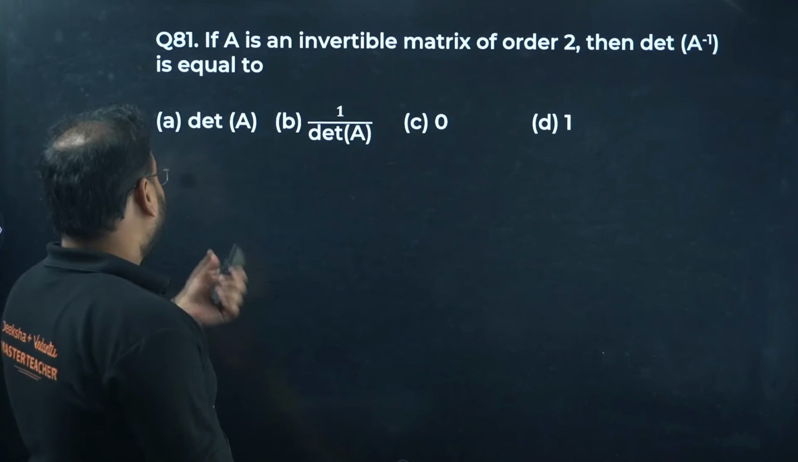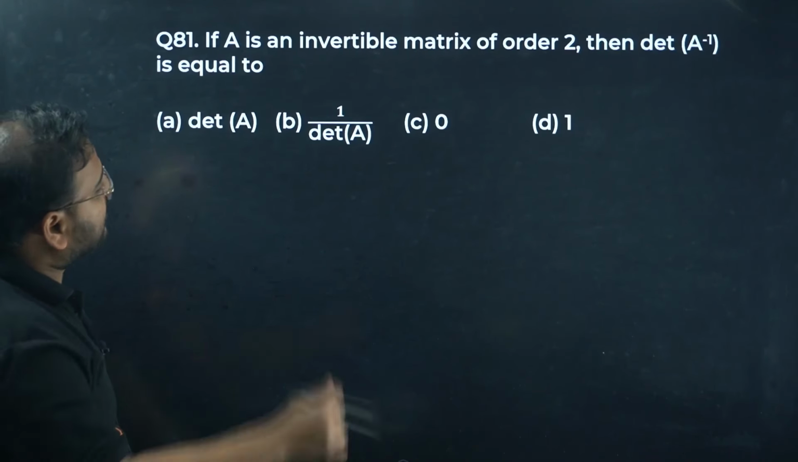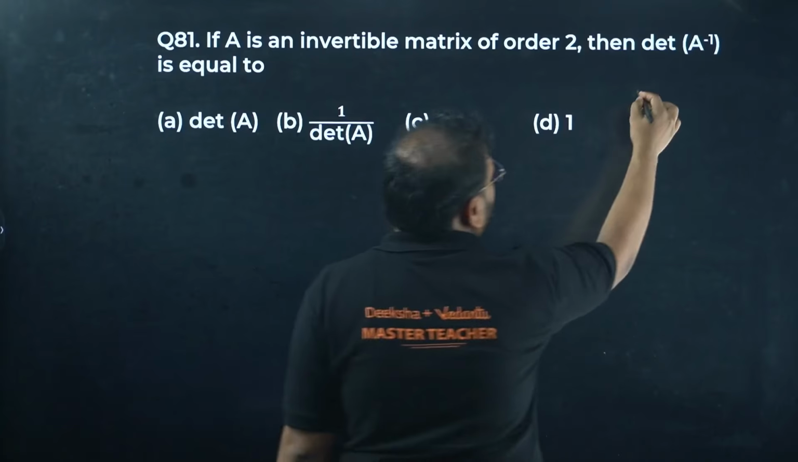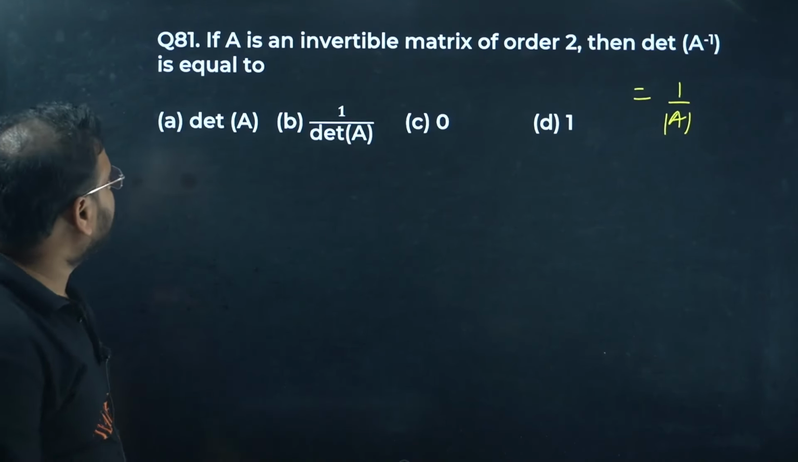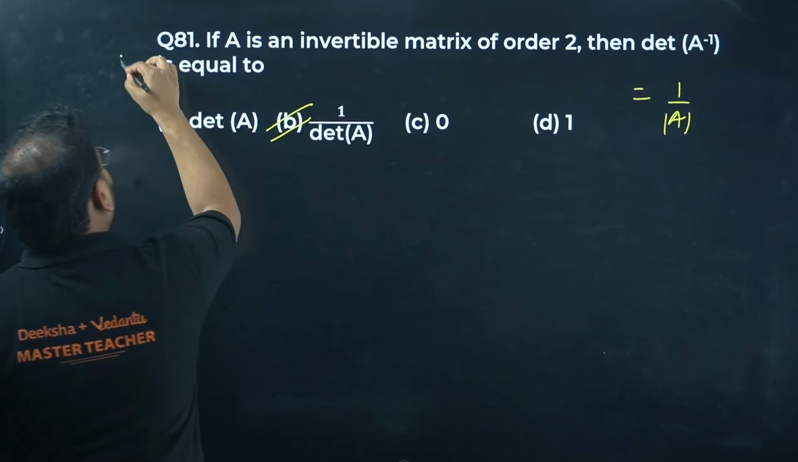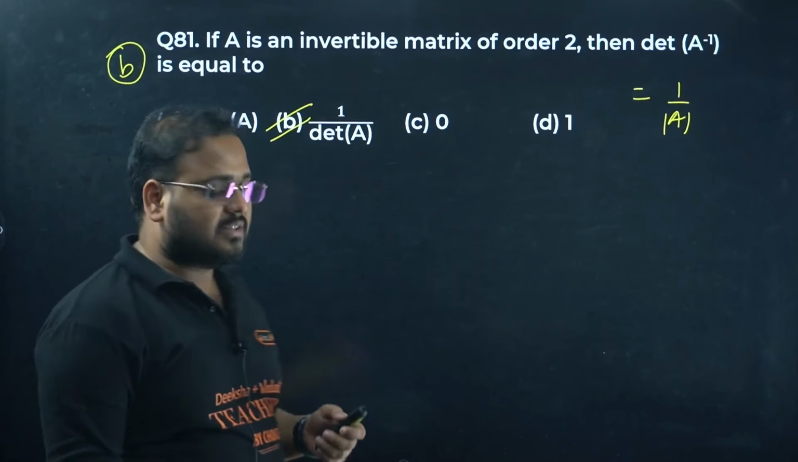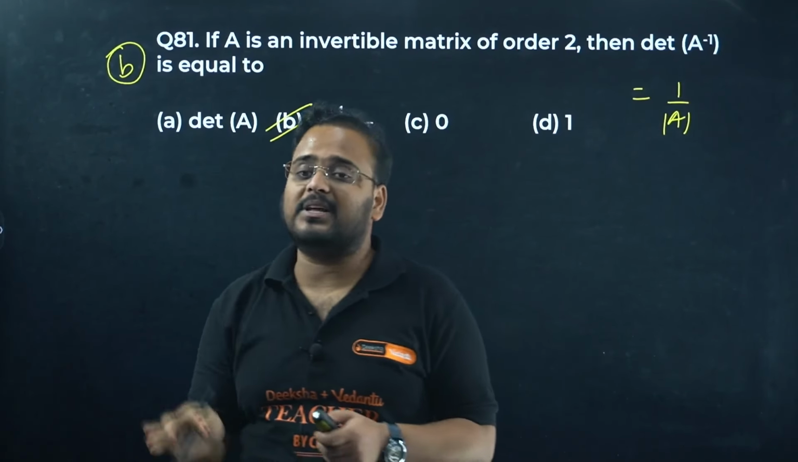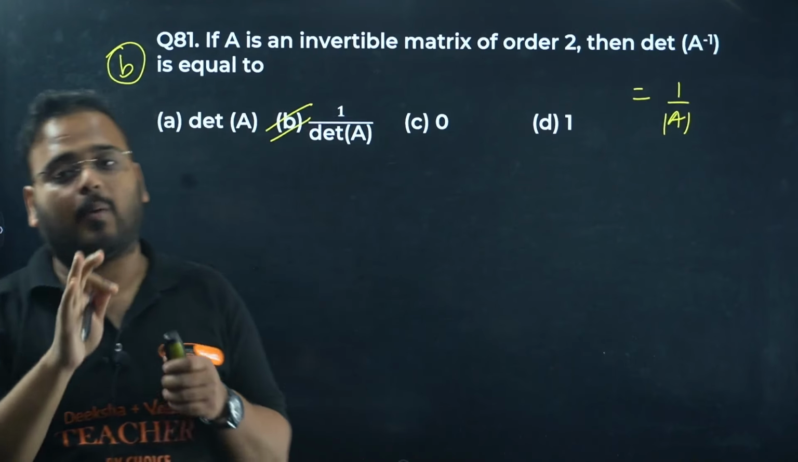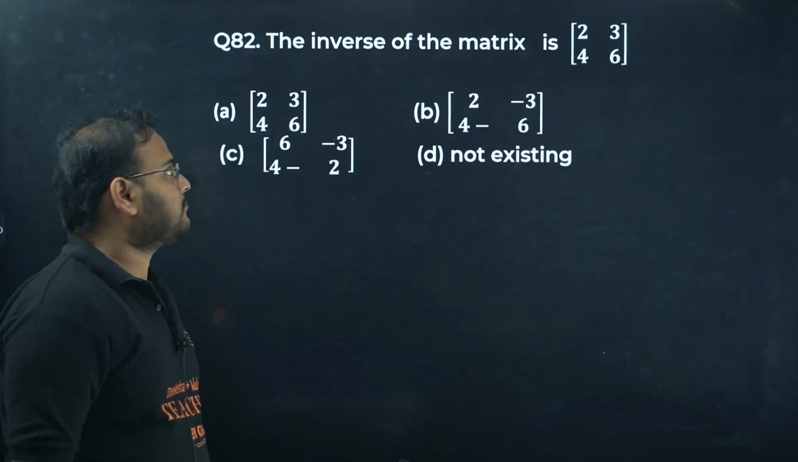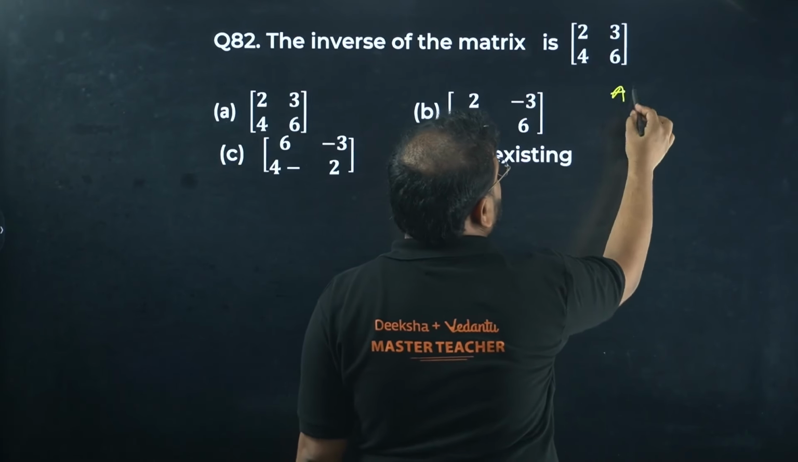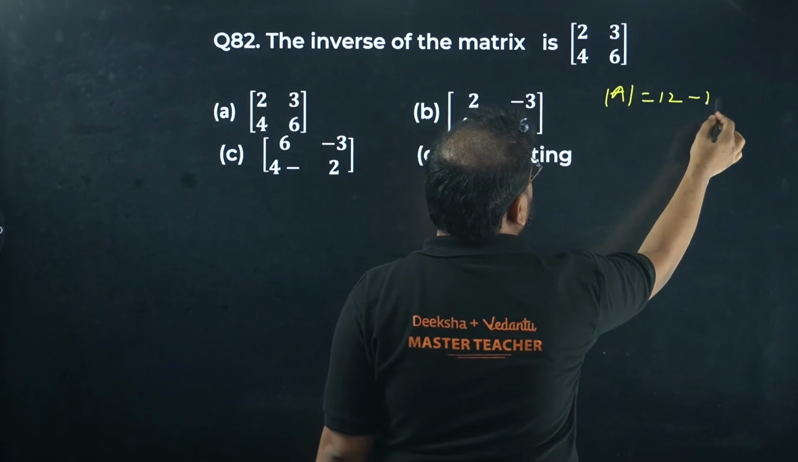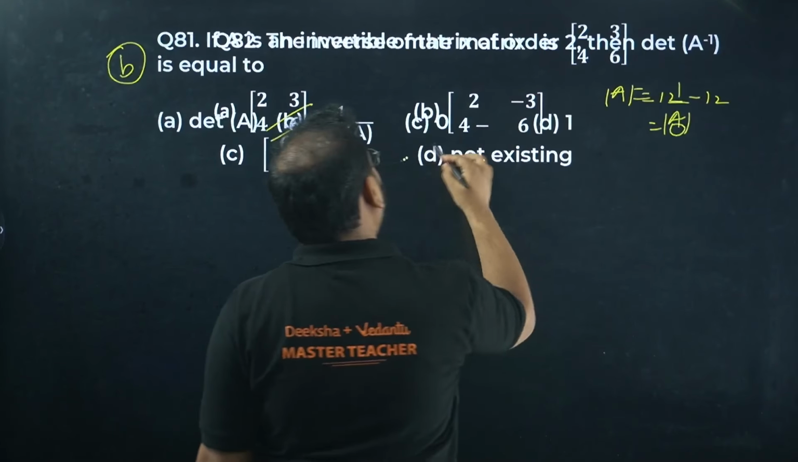81. If A is invertible matrix of order 2, then the determinant of A inverse is what? Simple formula, 1 upon determinant of A. Right? Yeah. B. So in the chapter determinant, direct questions on the properties can be asked. So you got to know all the properties of determinant chapter. Inverse of the matrix. Check the determinant first. 12 minus 12. That's 0. Does not exist.